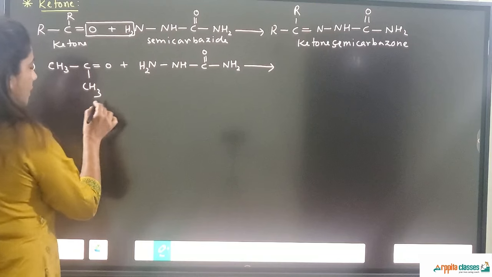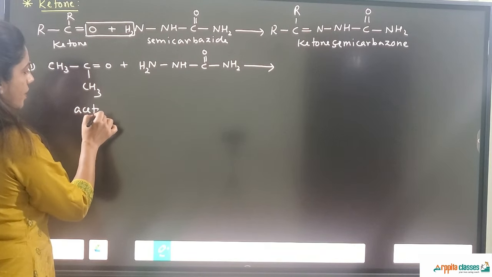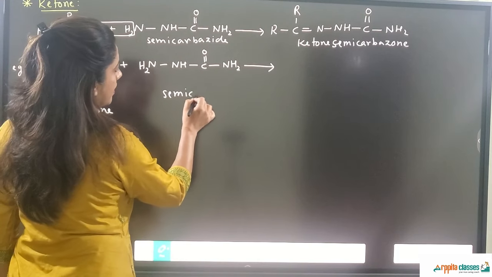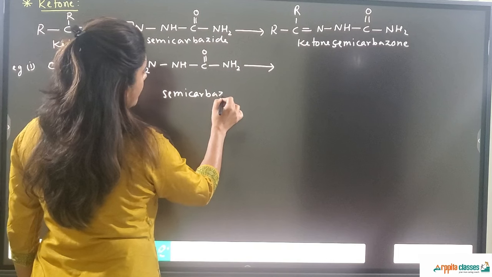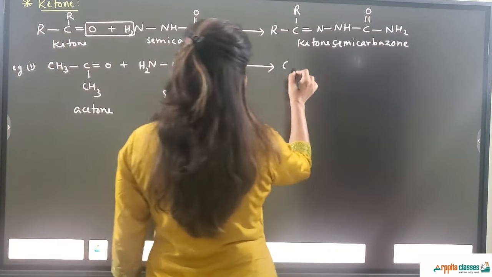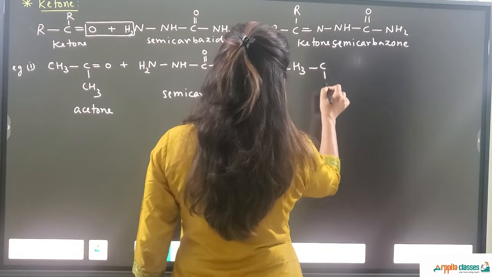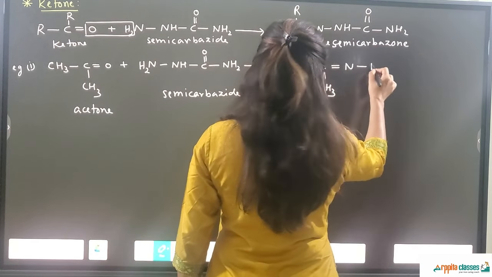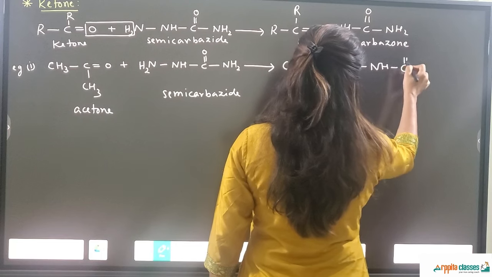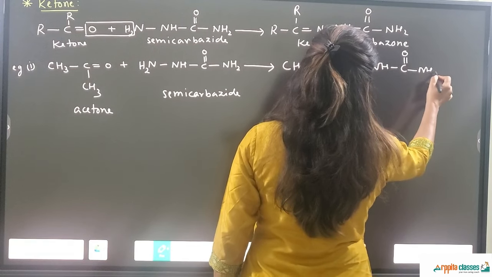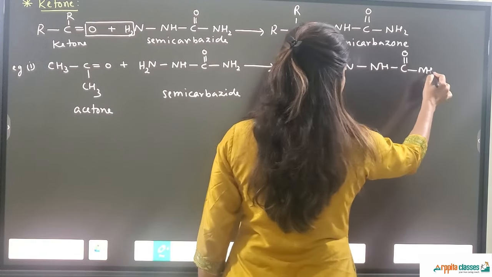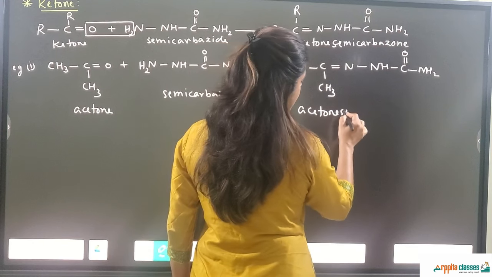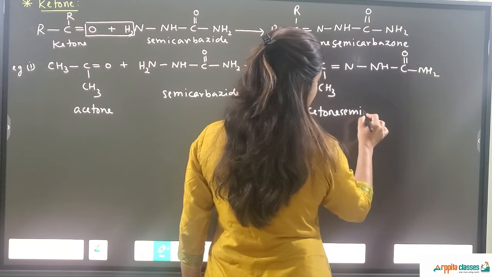So this particular ketone example is acetone now. Acetone, semi-carbazide. Remove water, CH3, C, CH3, double bond N, NH, C double bond O, NH2. The name of the compound you must have understood by now. This is acetone semi-carbazone.